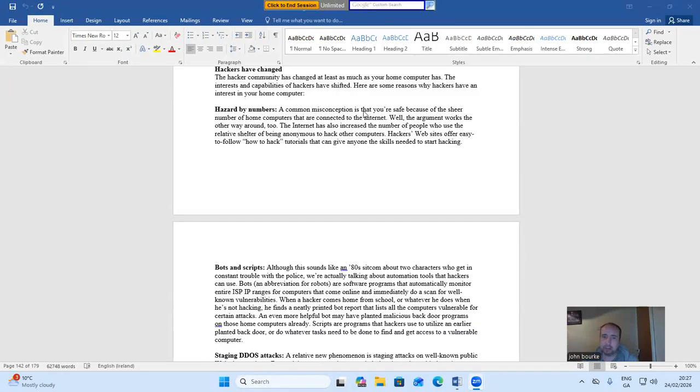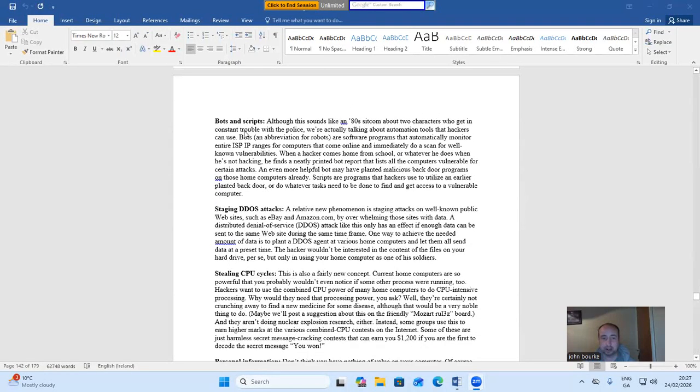A common misconception is that you're safe because of the sheer number of home computers that are connected to the internet. Well, the argument works the other way around too. The internet also has increased the number of people who use the relative shelter of being anonymous to hack other computers. Hacker websites offer easy-to-follow how-to-hack tutorials that give anyone the skills needed to start hacking.